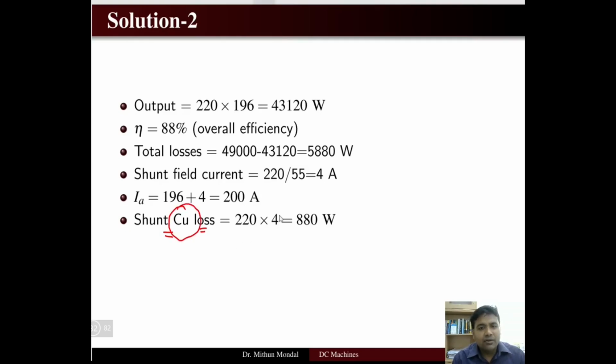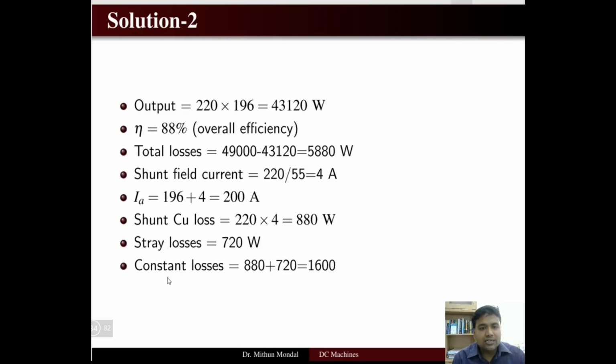Multiply the voltage with the current, and that will give you the shunt copper loss. So you are getting 4 ampere as the shunt current ISH, and the resistance of the shunt is given to you as 55 ohms. The voltage is 220 volt, so you are getting a power of 880 watt. Here the stray losses are 720 watt, which is given in the question. Sorry, I just said that it is not mentioned, but in the problem it is mentioned as 720 watt.